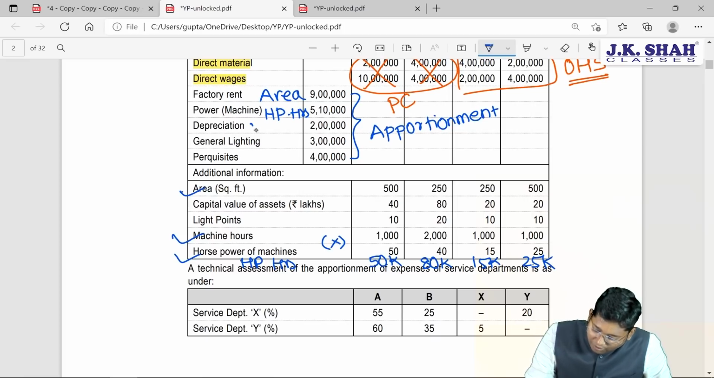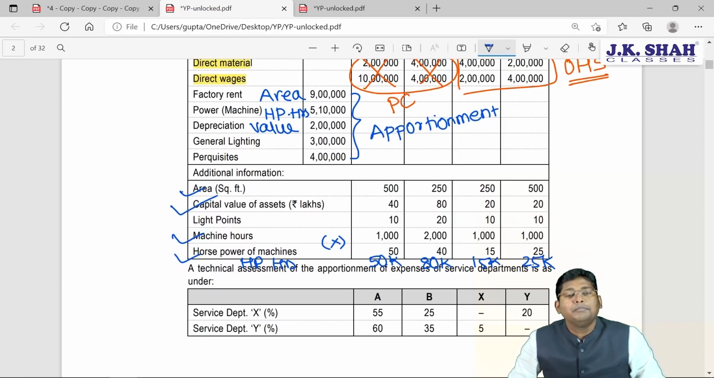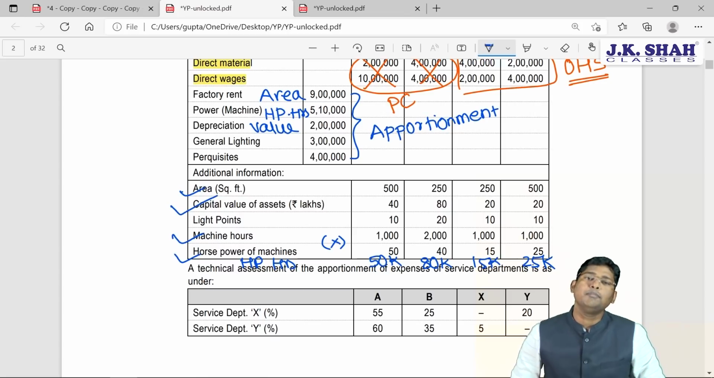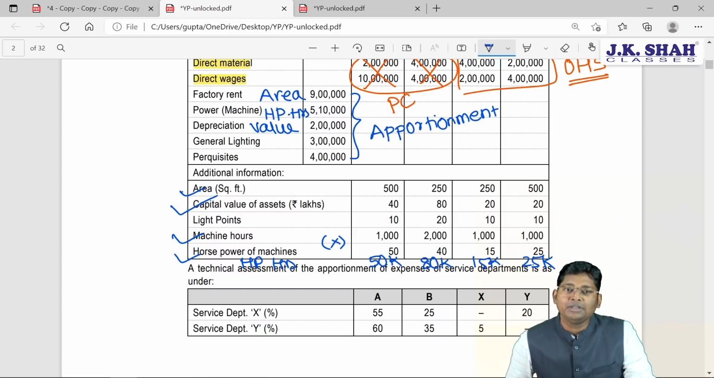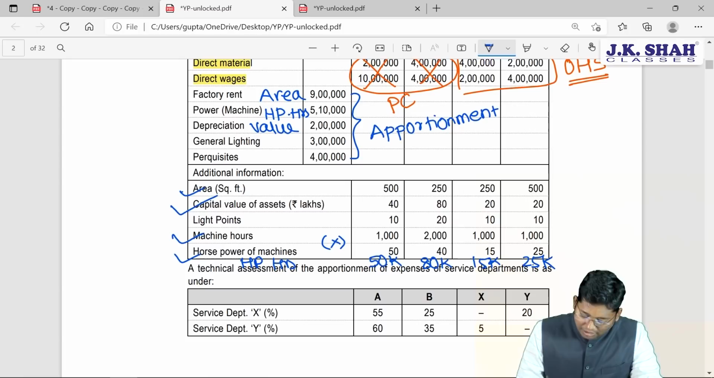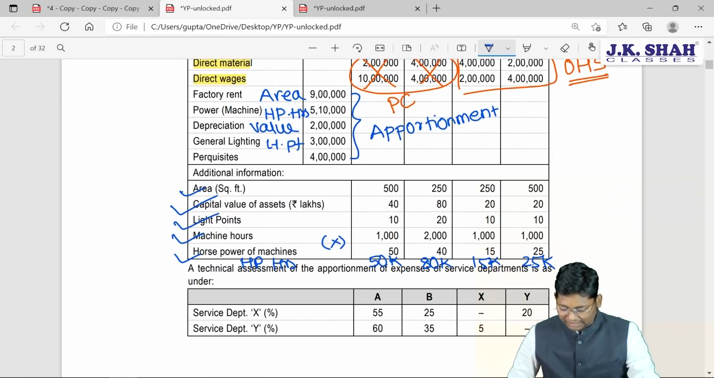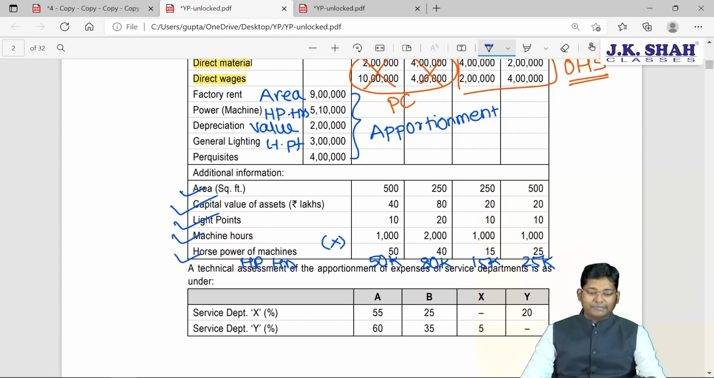Depreciation is to be divided on the basis of value of machine. Depreciation you charge on the machine, that's why value of machine is the most appropriate basis to be considered for the purpose of apportionment of depreciation. For general lighting apportionment, you should consider light points, and light points are given. And one important point is available, perquisites. What to do with these perquisites?